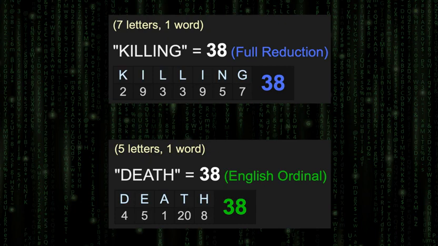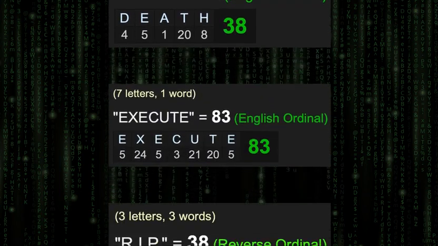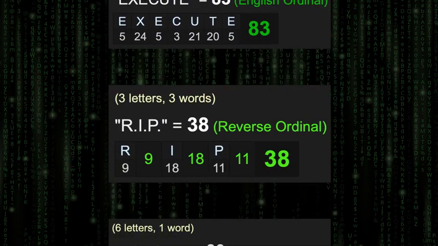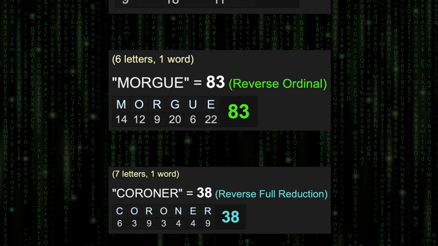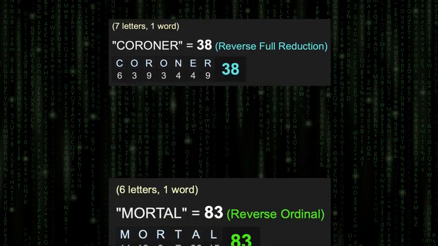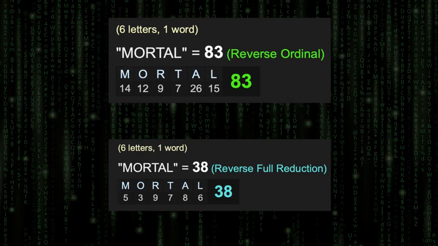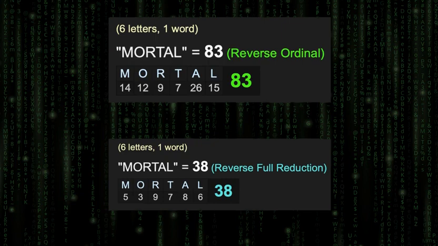So killing sums to 38 in full reduction or Pythagorean cipher. Death sums to 38 in English ordinal or simple Gematria. Execute sums to 83. RIP sums to 83. Morgue sums to 83. Coroner sums to 83. Mortal sums to 83 in reverse ordinal or reverse simple Gematria. Mortal also sums to 38 in reverse full reduction or reverse Pythagorean.